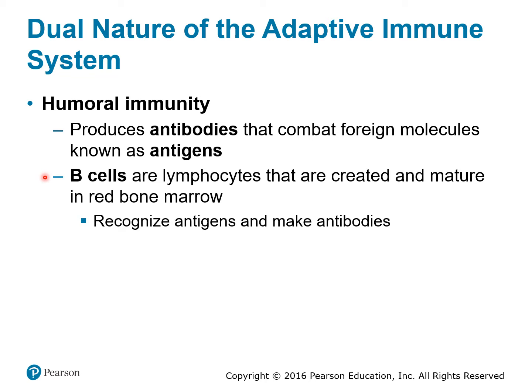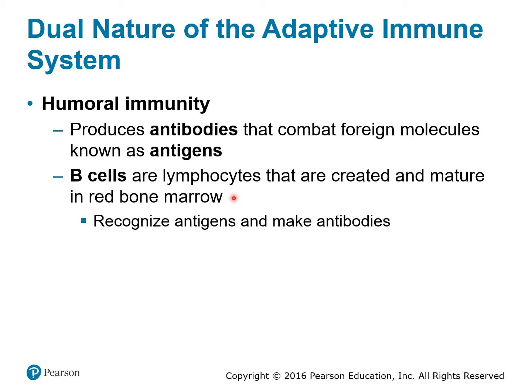They are under the group of white blood cells known as lymphocytes. We actually have two types of lymphocytes. We've got our B cells and our T cells, but our B cells are the ones that produce antibodies. Those B cells are made in your red bone marrow. And that's why it's referred to as a B cell, since it's made in the bone marrow, and it's also going to mature there.